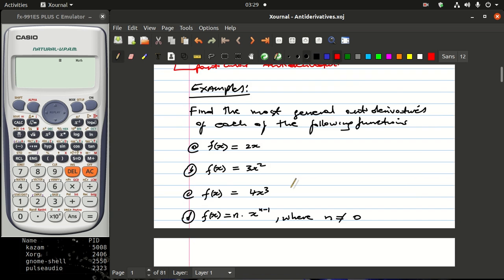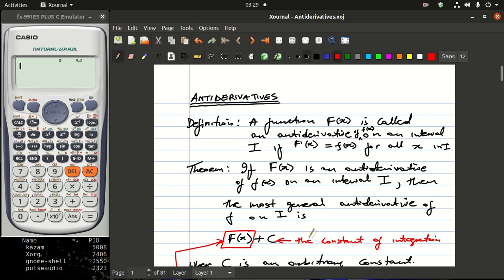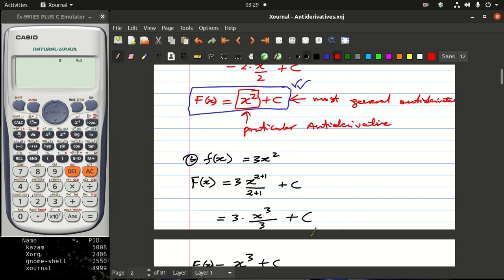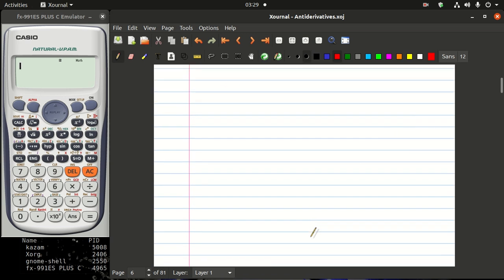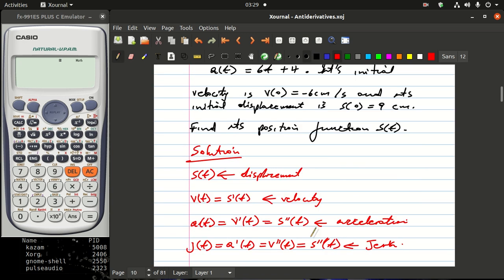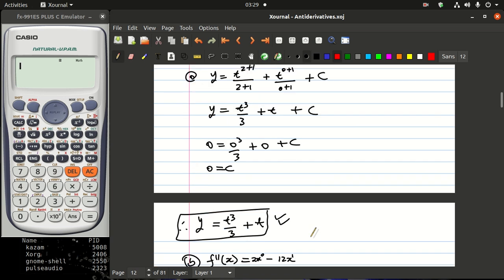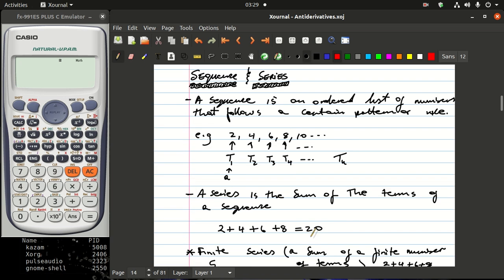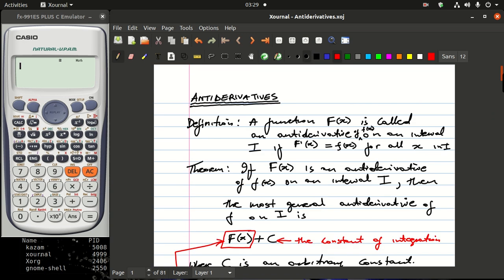We started a little here with antiderivatives. I think we did this, and then after doing the antiderivatives, we went to sequences and series, I believe. Went to sequences and series, initial value problems, and all those things. I think you are actually good to go now. I'm going to stop there, like I said.